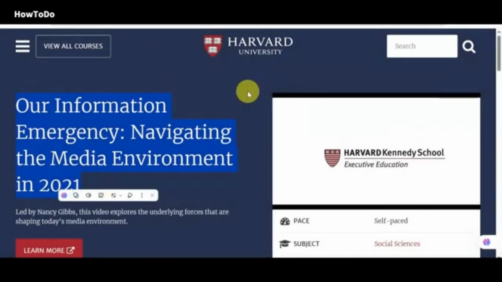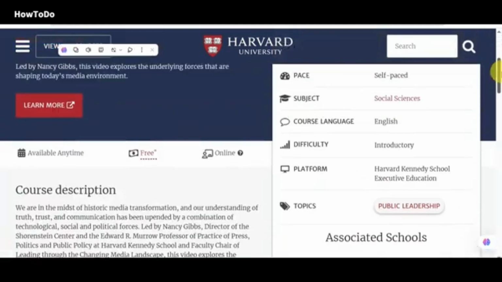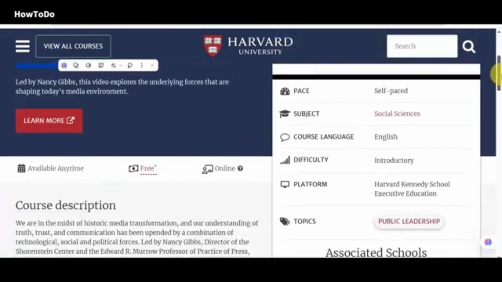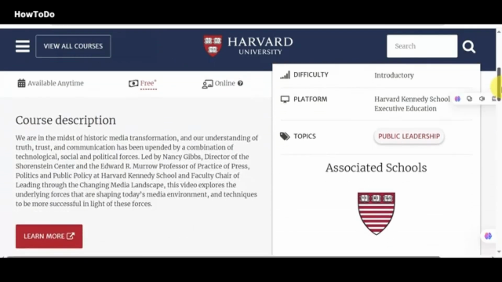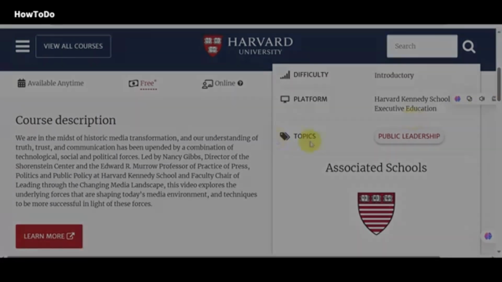5. Our Information Emergency. We are in the midst of historic media transformation, and our understanding of truth, trust, and communication has been upended by a combination of technological, social, and political forces.